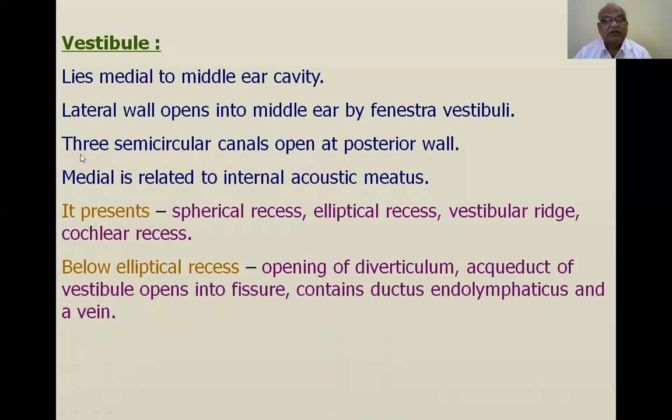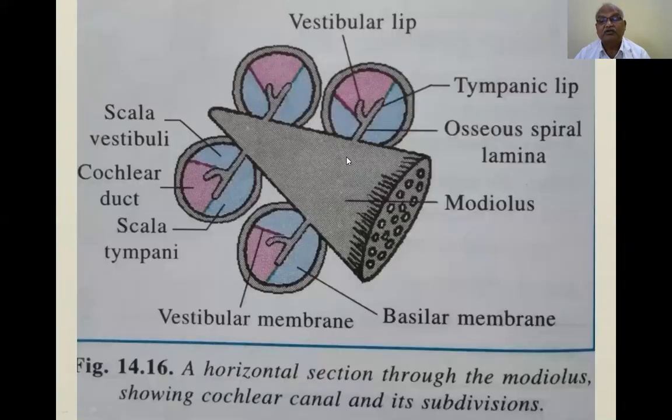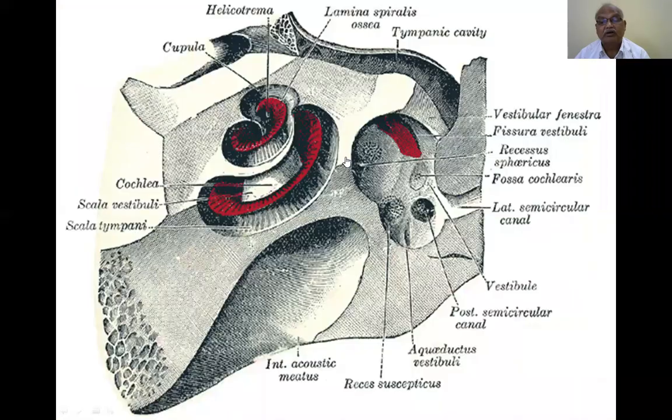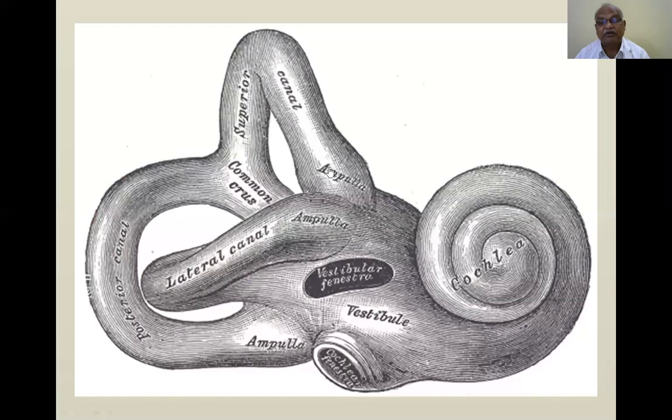By the fenestra vestibuli. Three semicircular canals open at the posterior wall. I will show you how the three semicircular canals open. This is one semicircular canal, superior or anterior. Posterior semicircular canal, lateral semicircular canal.